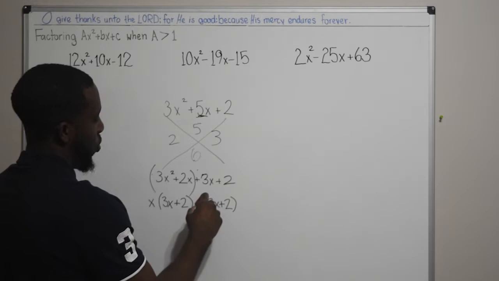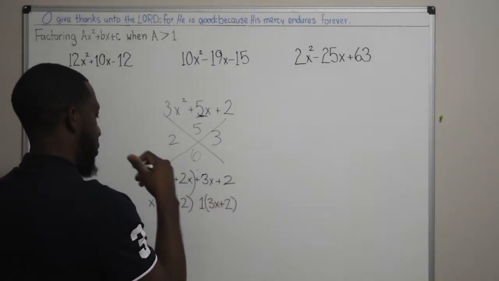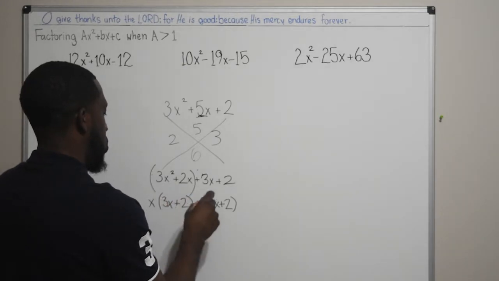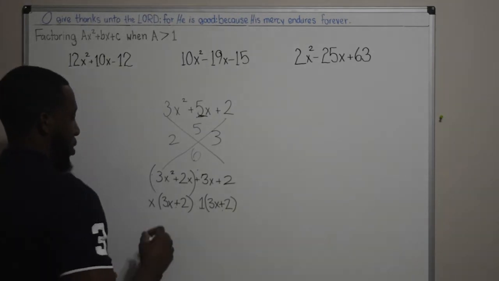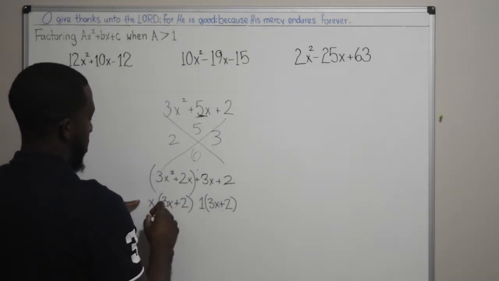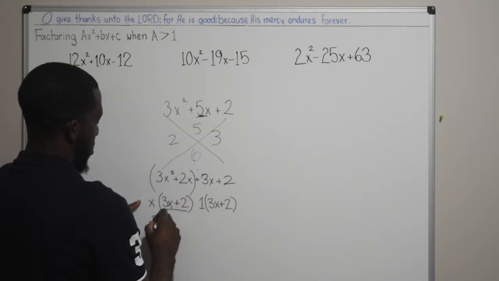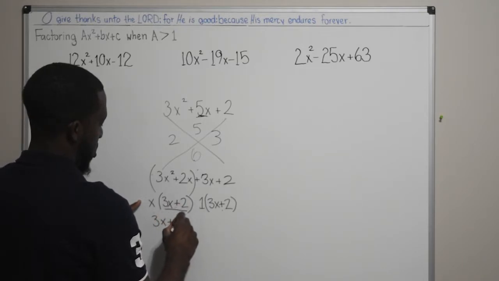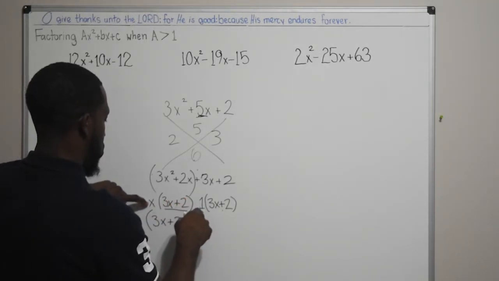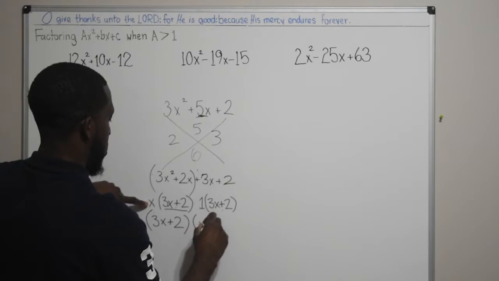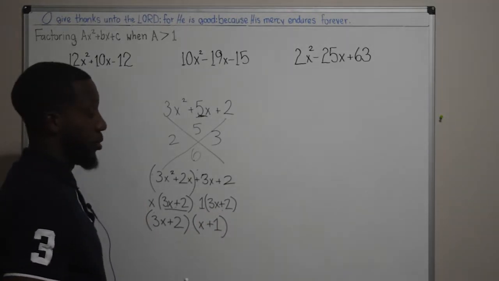The reason I wrote 1 is because 1 times anything is itself. So when these two are the same, that's how you know you did it correctly. And so your factors are going to be this right here, that's one factor, and the sum of these two right here, that's your second factor.